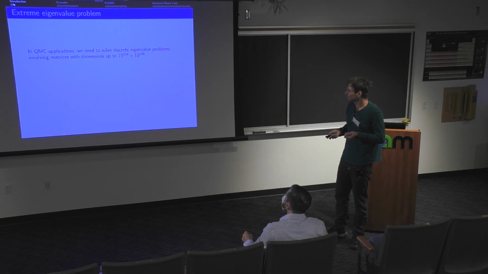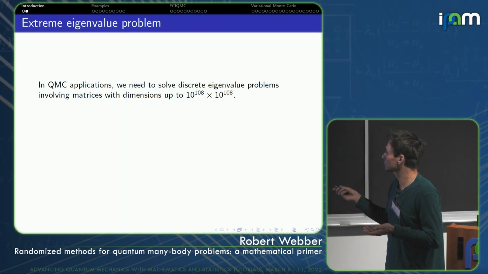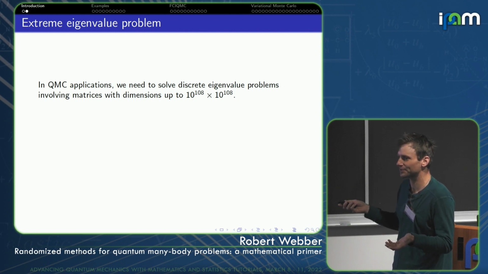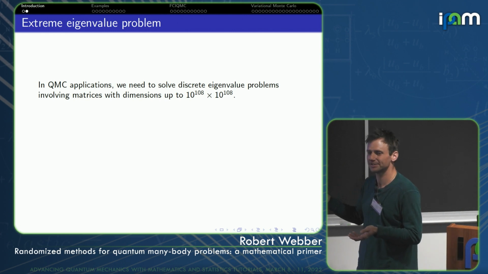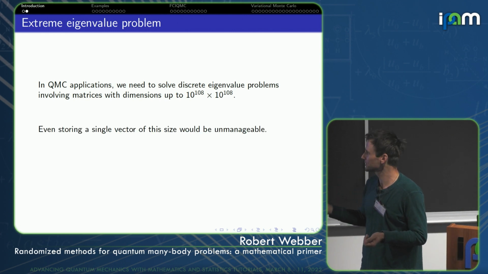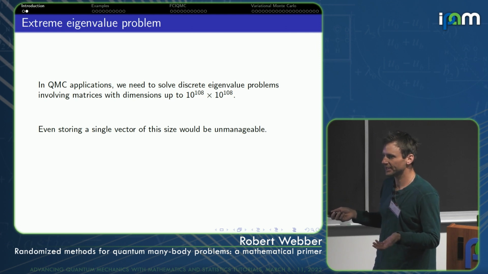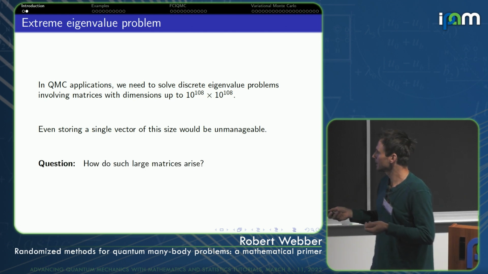And I'll start out by telling you a little bit about the matrices involved. These matrices, they're discrete, they're really, really big, and in one paper by Alavi and co-authors, they're working with a matrix that they say is 10^108 by 10^108. So even storing a single vector of this size would be totally unmanageable. So you can't store a vector, much less manipulate the matrix.